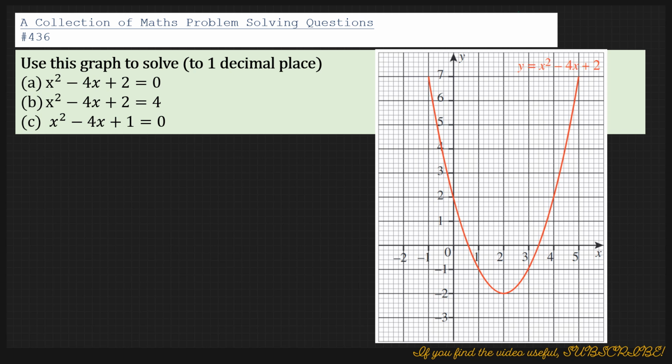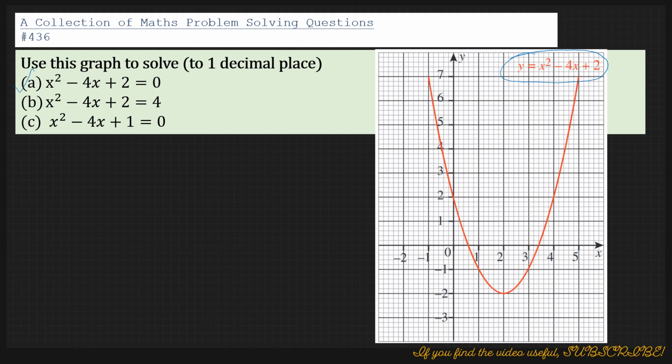Use this graph to solve the following equations. And so we see that the first one is x squared minus 4x plus 2 equals 0. Now the equation of the curve that they have provided us is y equals x squared minus 4x plus 2, and that's what we have to solve.